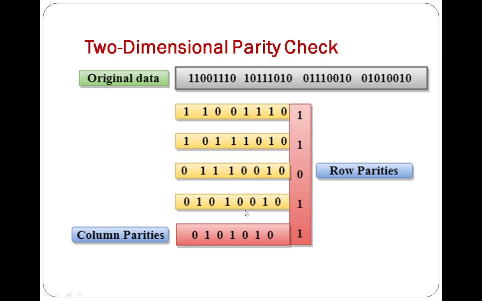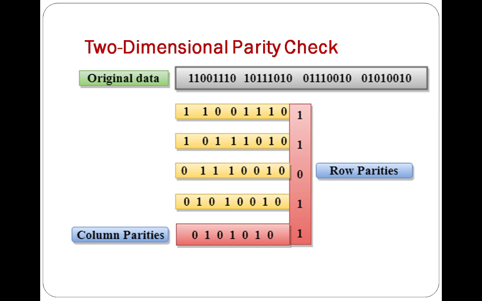Then 1, 2, that is already an even number, 0. 1, 1, 1, 3 ones are there, so we have to include one more bit value, 1. Then 1, 2, an even number of ones, so include 0. 1, 2, 3, so one more bit value 1 is added. 1, 2, even number of ones are there, so we have to include 0. So in this way, we can find out the two-dimensional parity check.